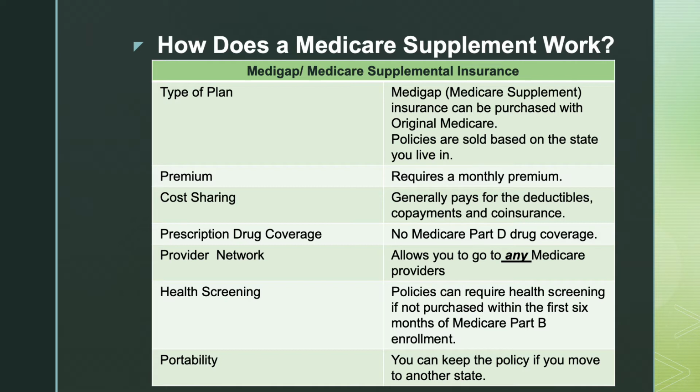Supplements require a monthly premium. Generally, the more generous the coverage, the more expensive the plan. A Medicare supplement does not cover Part D drug coverage. You must purchase a separate insurance policy for Part D. And please remember that if you do not enroll in Part B of Medicare within 6 months of becoming eligible for Medicare, you can be required to take a health screening before an insurer will issue you a Medicare supplement policy.